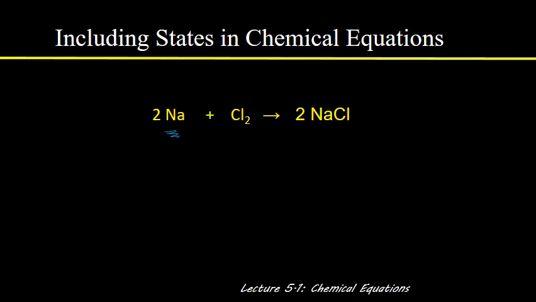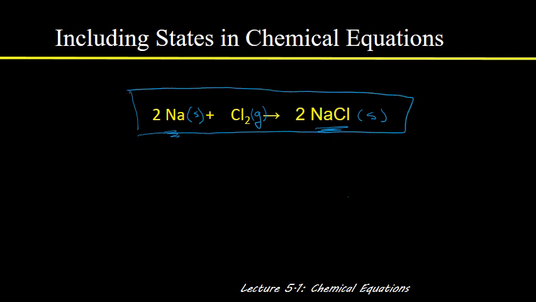sodium is an element, and we said there are a handful of elements that are gases, there are 2 that are liquids, and everything else in their standard state is a solid. So sodium is a solid. Chlorine is one of those species that's a gas. So we want to include that chlorine is a gas, and sodium chloride is an ionic compound, and all ionic compounds are solids. So that's how we would write this equation. Now that we've got it balanced and we've included states, this equation is finally correct.